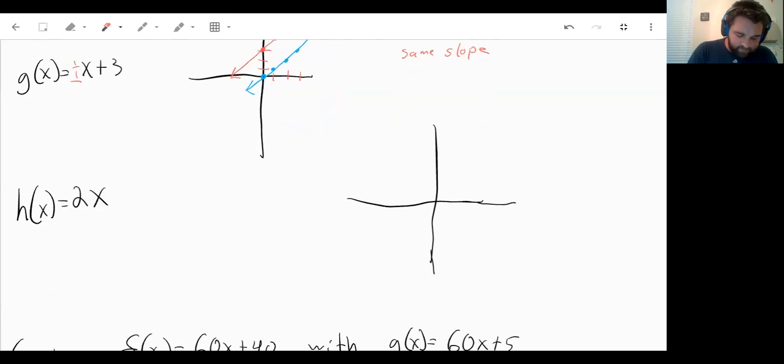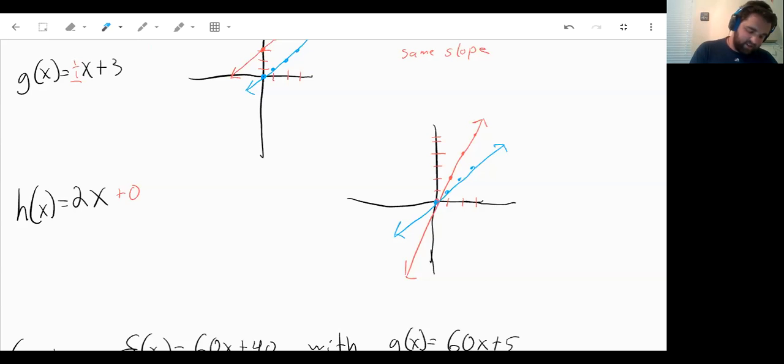Let's try this one. In this case, our b is 0. So we're still going to go through the origin, and we're going to go up 2 and over 1. And then we go up 2 over 1, and up 2 over 1. And so we can draw and connect the dots. So this is that h of x function. Now we can still go back to our parent function and go through the origin, up 1 over 1, up 1 over 1, up 1 over 1.